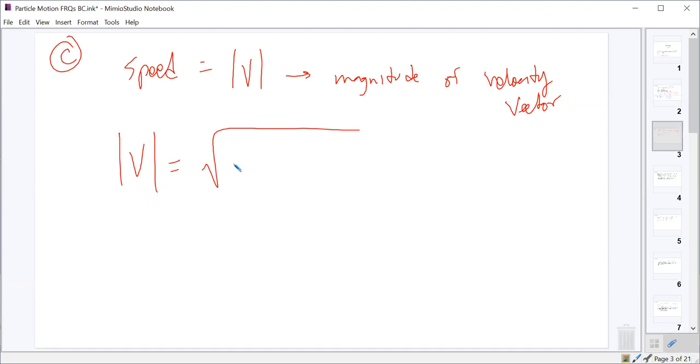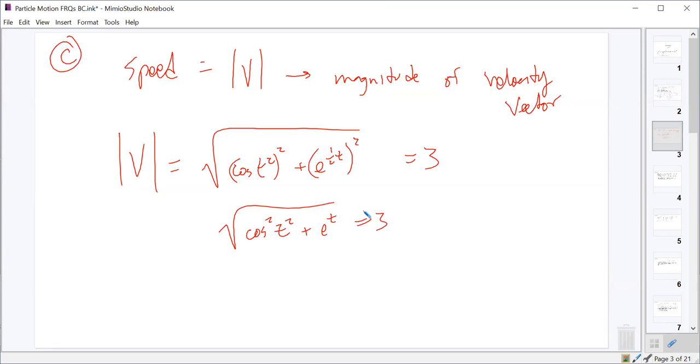So our x was cosine t squared, right? Squared, and then our y was e to the 1/2 t squared. And we just want to know when is that speed equal to 3. So we'll just set that equal to 3. You can just graph it as is, or if you want to simplify that down to something like cosine squared t squared plus e to the t inside your square root equals 3. That's fine too. And then you just plug that in.